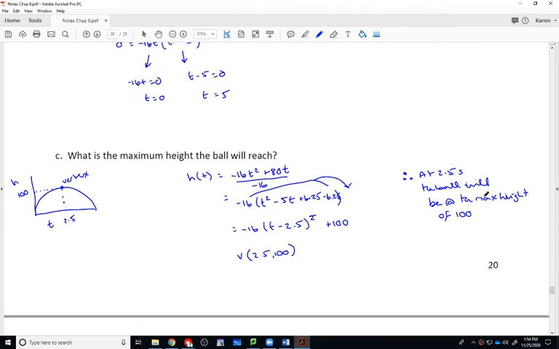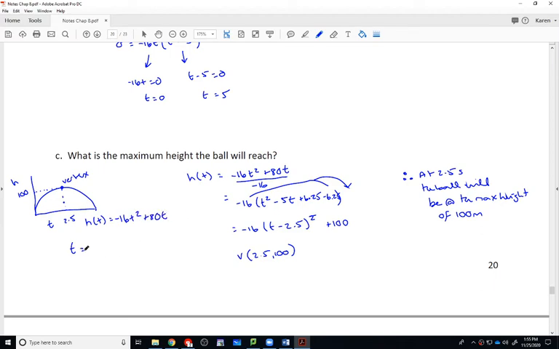Meters, perfect. Meters. If this is daunting to you and you don't want to complete the square because the middle term wasn't even, feel free to use the vertex formula. So vertex formula, you can do it of the factored form, but I would do it just straight from here. So let's just write down that equation. H of t is equal to negative 16t squared plus 80t.